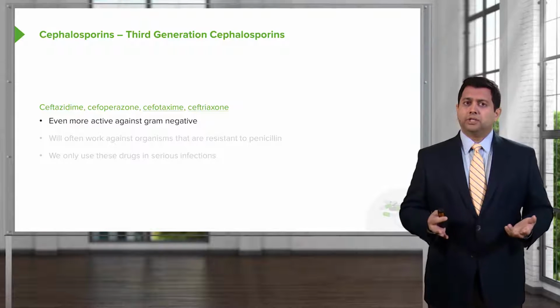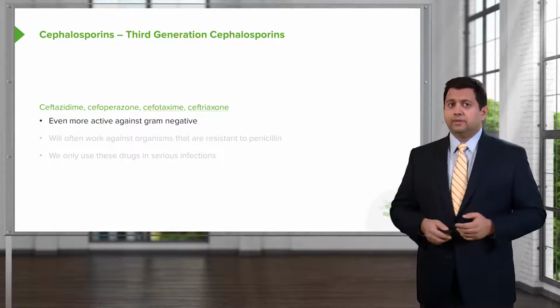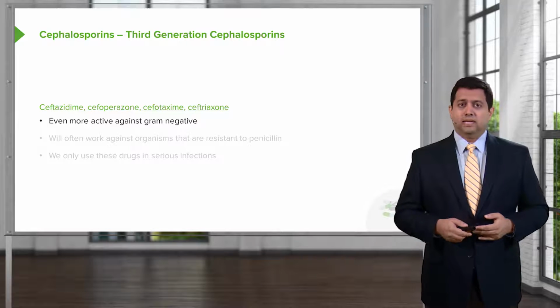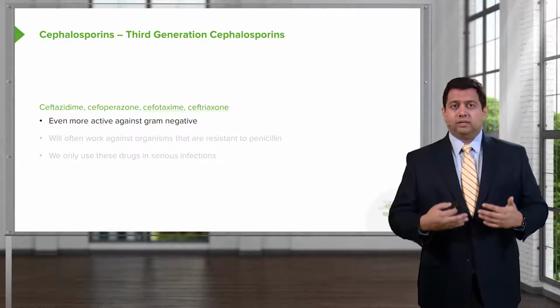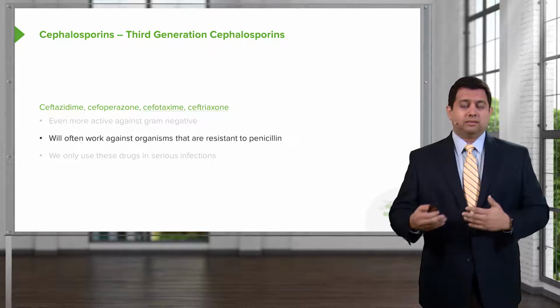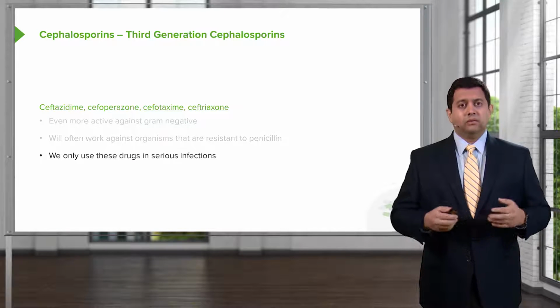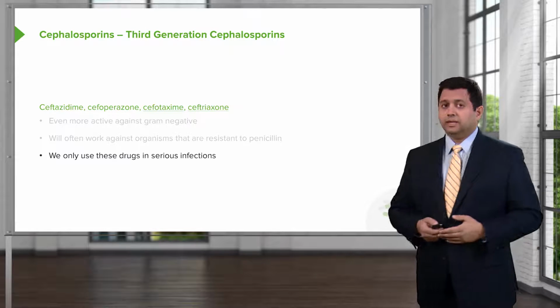The third generation agents are more gram-negative active. Once again, I've underlined two of them, cefotaxime and ceftriaxone. Cefotaxime is kind of our go-to drug. It's a very good gram-negative agent. It will often work against organisms that are resistant to penicillin. We only use these drugs in serious infections, and in general, they're only available in intravenous form.